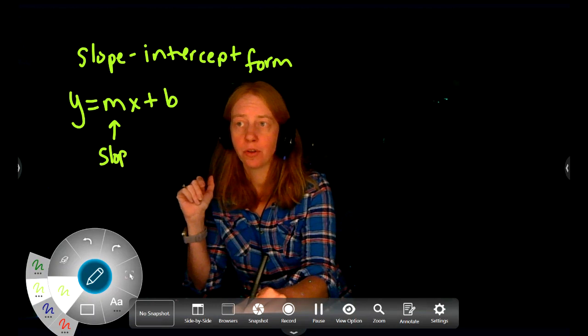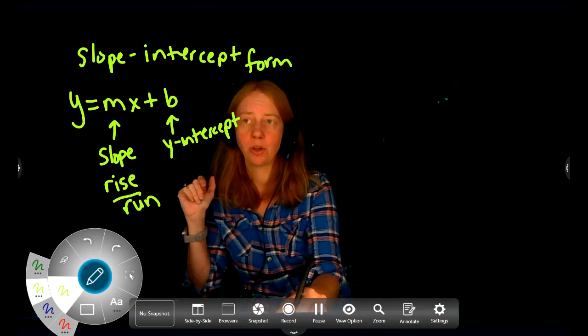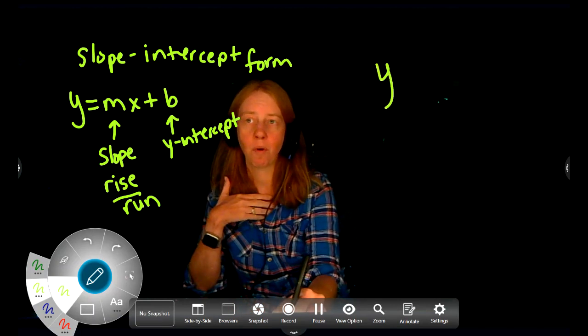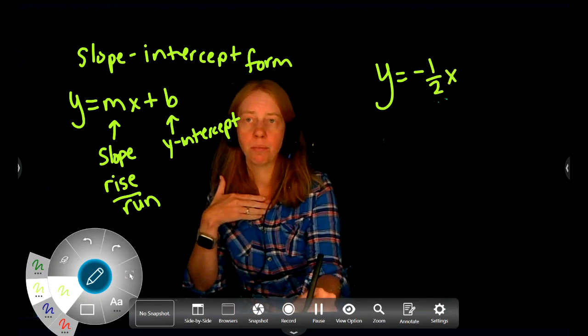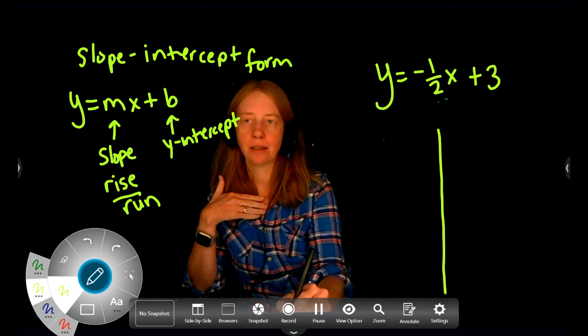So this is our slope. Remember, slope means rise over run. The B is our y-intercept. And so let me just do a quick graph of what that could mean. So if we had something like y equals -1/2 x plus 3, and I have a graph right here.